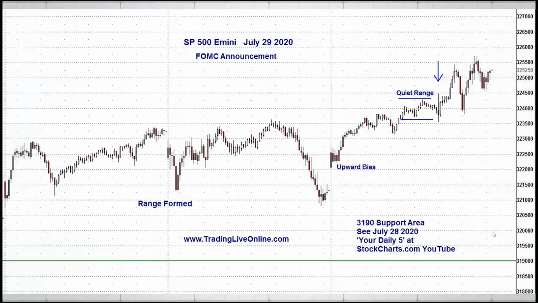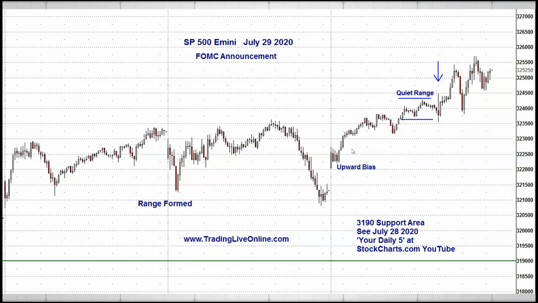So now let's move to the current FOMC announcement that we just had yesterday. It was a 2-day meeting. The market has been in a range. I just did a segment for your Daily Five on July 28th, and I talked about this range forming and showed some of the patterns within that range and some other areas to be watching now. But within this range, we see the upward bias starting to happen the day before the meeting into the meeting day.